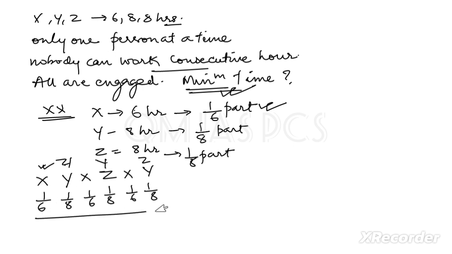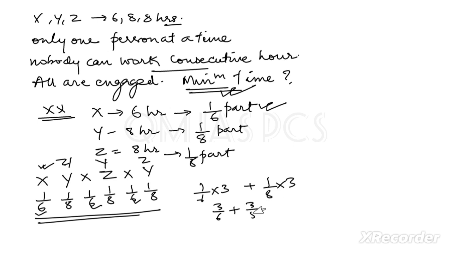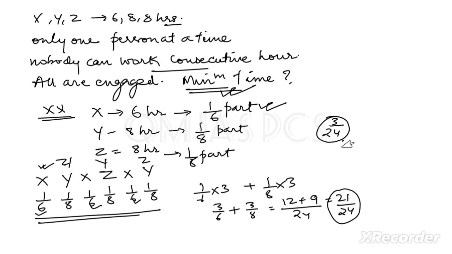Now you can add this thing. If you add this, what is the value? 3 times 1 by 6 is 1 by 6 multiplied by 3, and 1 by 8 is 3 times, so 1 by 8 multiplied by 3. It is 3 by 6 plus 3 by 8. Now the LCM of 6 and 8 is 24, so 6 4s are 24, 4 3s are 12 plus 3 3s are 9, it will be 21 by 24. So only 3 by 24 part is remaining, that is 1 by 8 part.